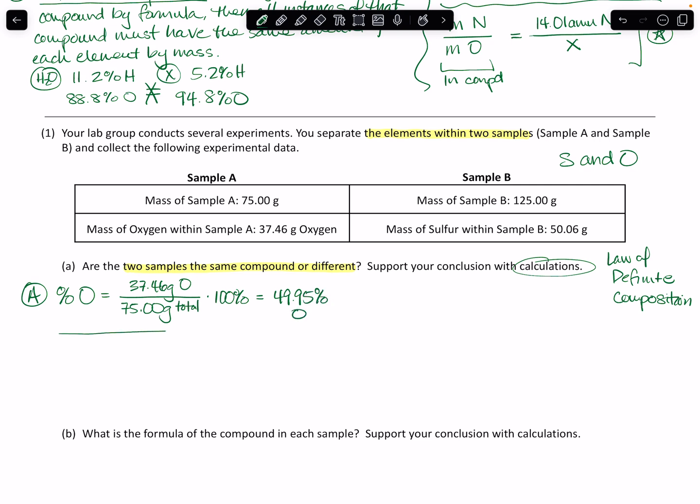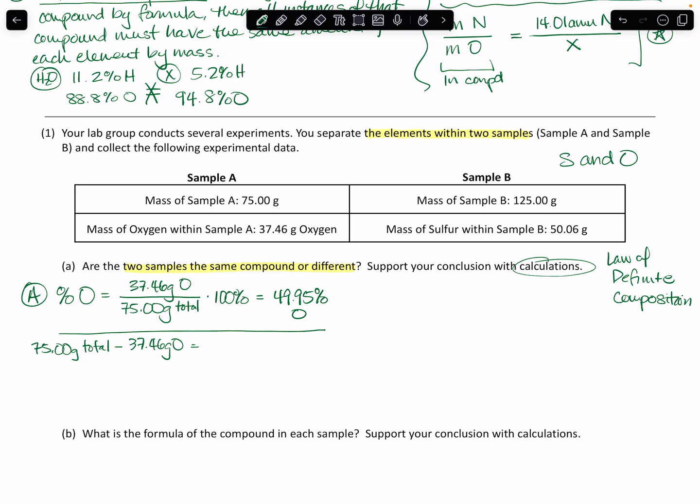All right, so now I want to figure out the percentage of sulfur. This is where the law of conservation of matter comes in. I know that the whole sample has a mass of 75, and I know the mass of oxygen. The rest of the mass, the difference between those two, has to be the amount of sulfur. So I could say 75.00 grams of total minus the 37.46 grams of oxygen, and that's going to give us the amount of sulfur that is present.